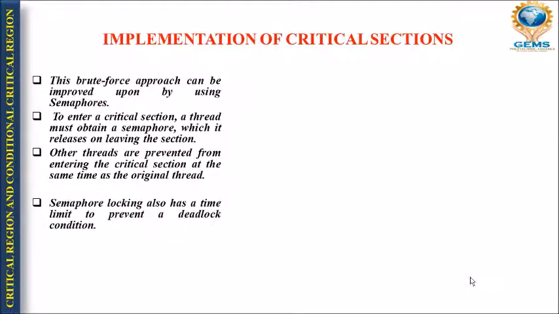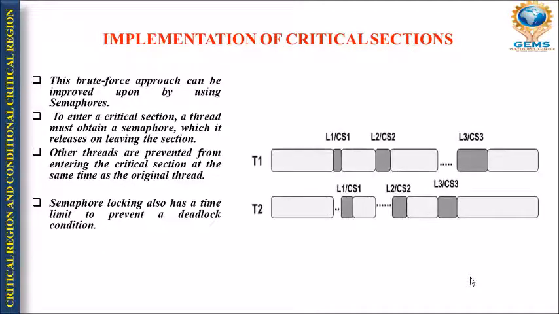Semaphore locking also has a time limit to prevent the deadlock condition. Very, very important. That means in order to prevent the deadlock, the semaphore locking facility has that time limit. When it exceeds the time limit, then the semaphore is also not capable of preventing the deadlock. So this is a very good example.